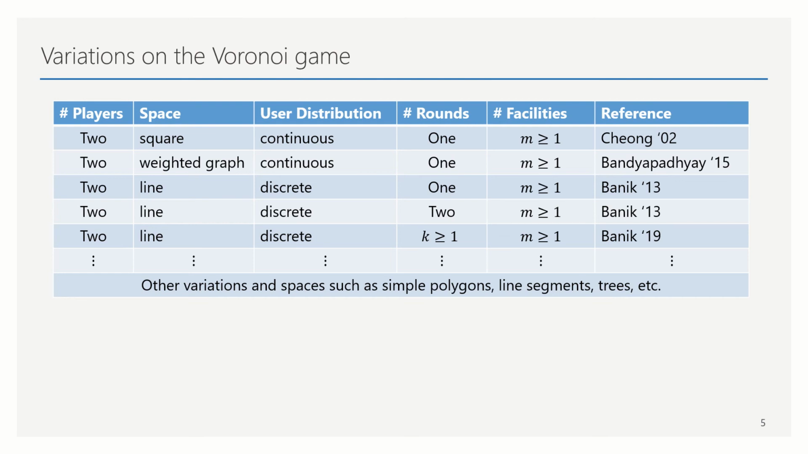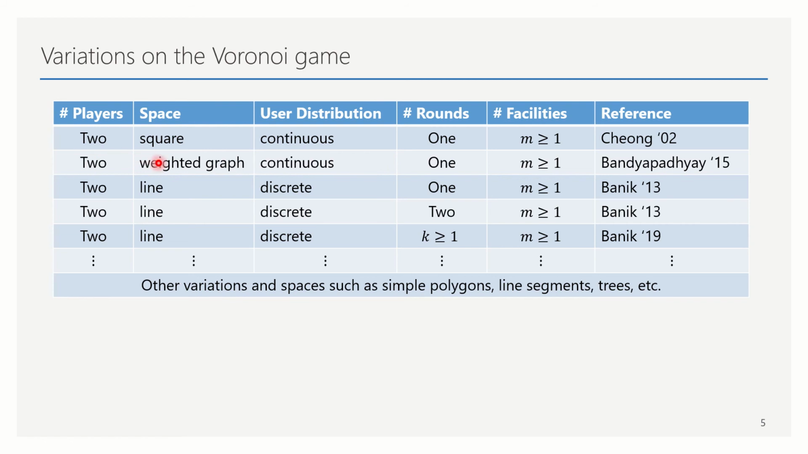Here we can see some instances of the Voronoi game based on the specified 5 dimensions. For example, this is a game with 2 players on a weighted graph. The distribution of users is continuous and defined as the weight of edges or vertices. The game is in 1 round and the number of facilities can be asymmetric for each player.